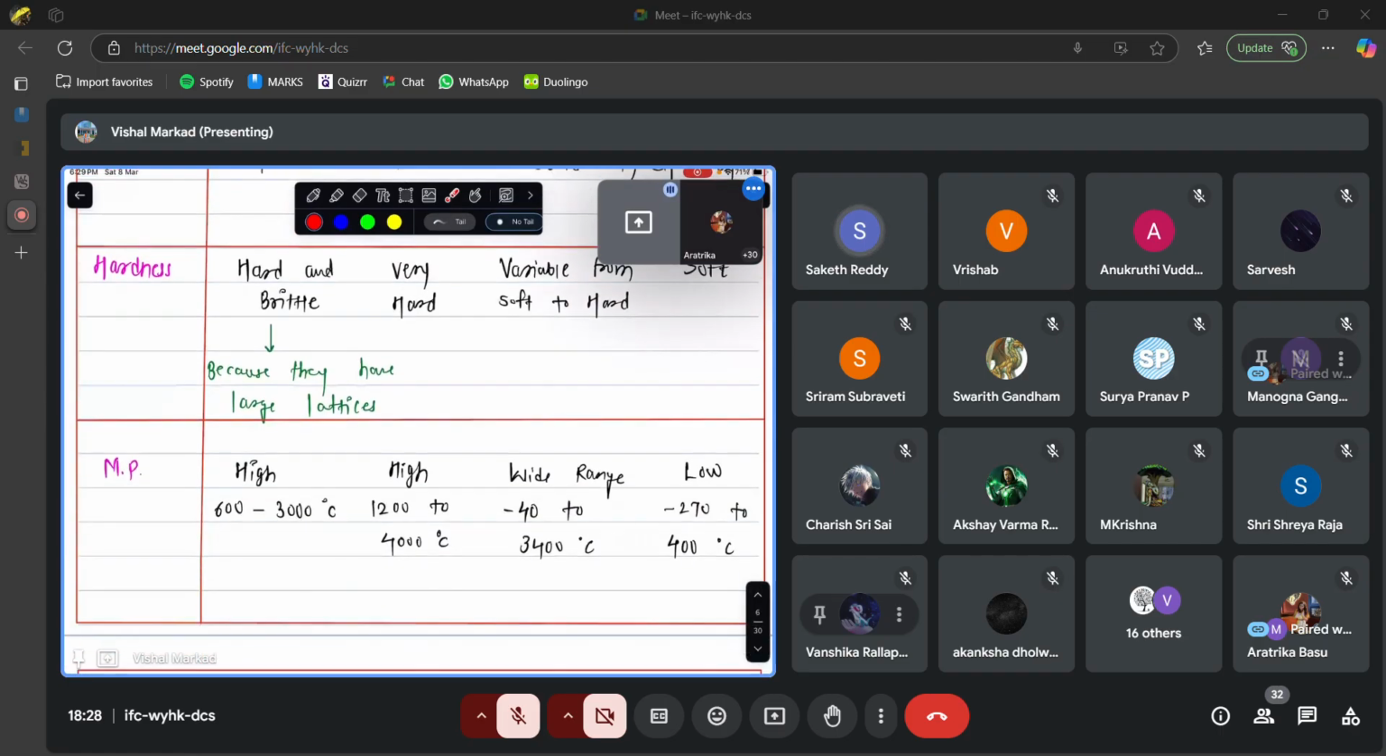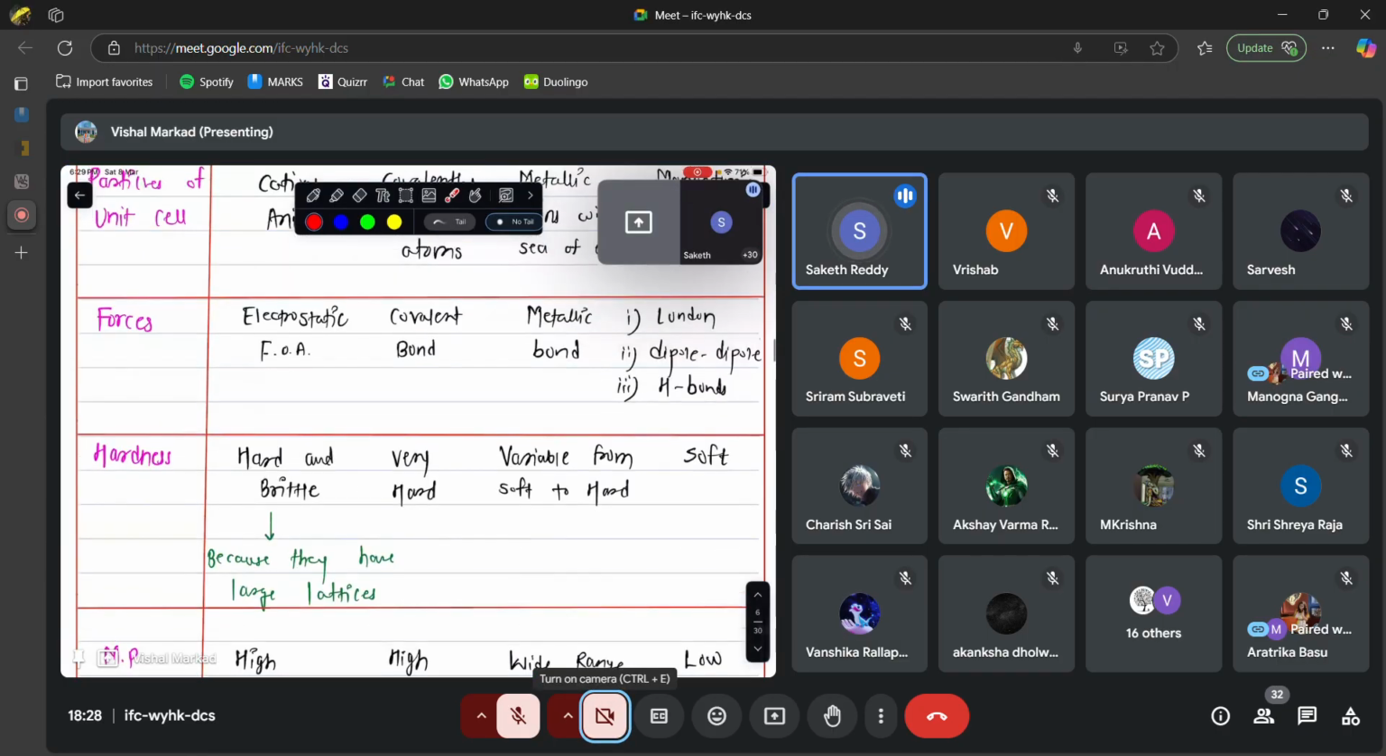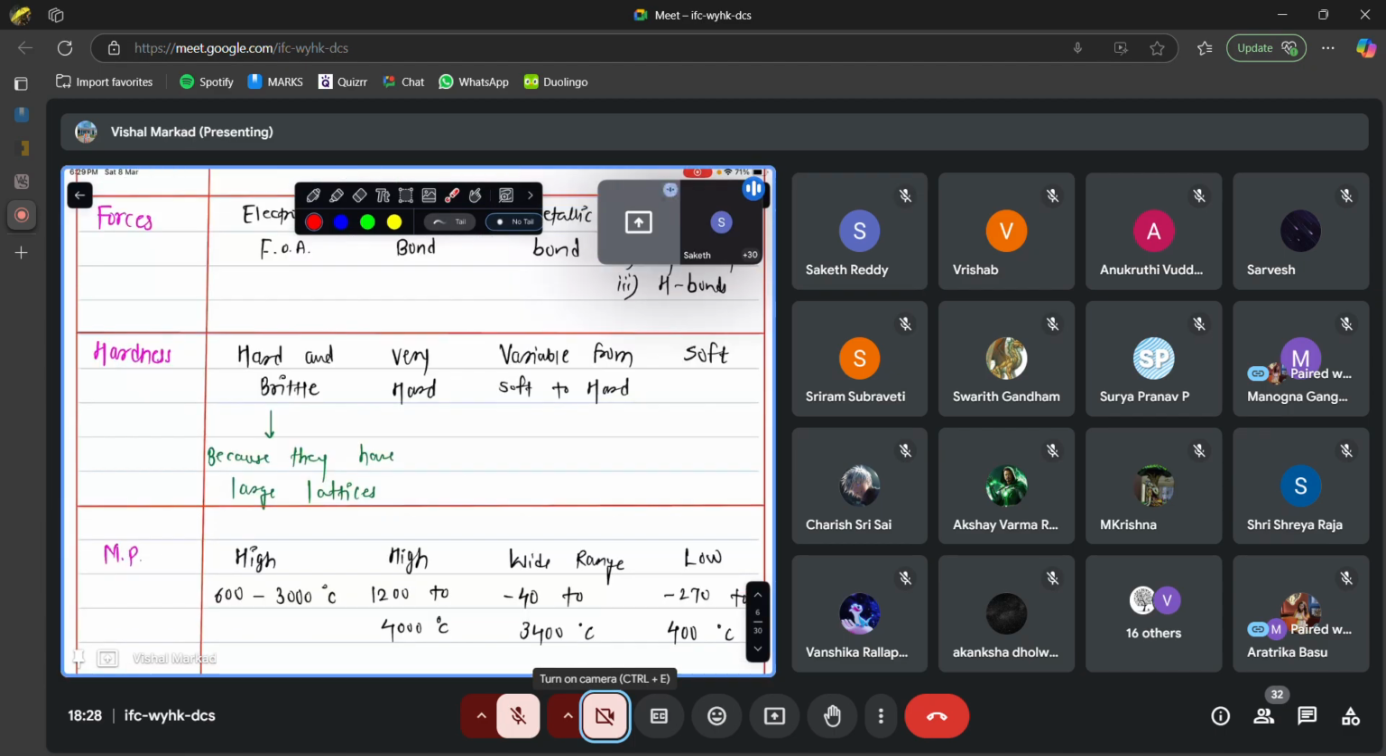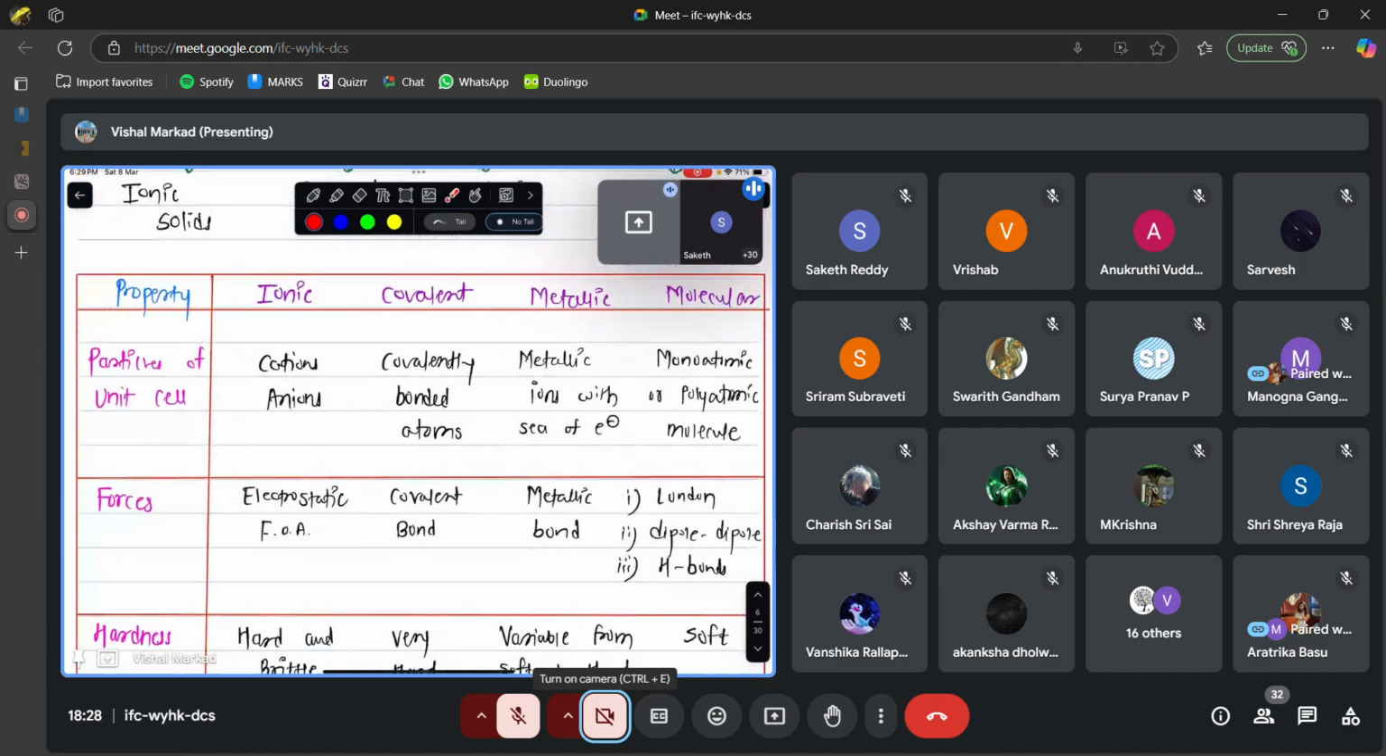Then melting. Sir, what is an example of a molecular solid in real life? Now we'll study that part. We have to study it in detail. Molecular solids can be many things, like the CH4 molecule.